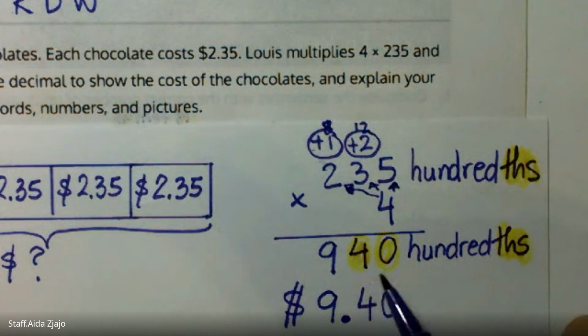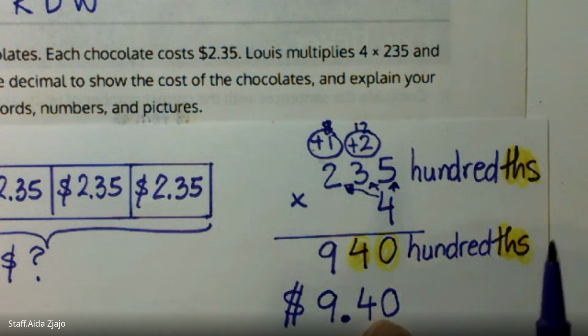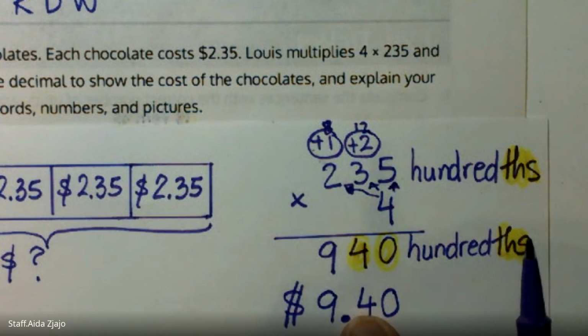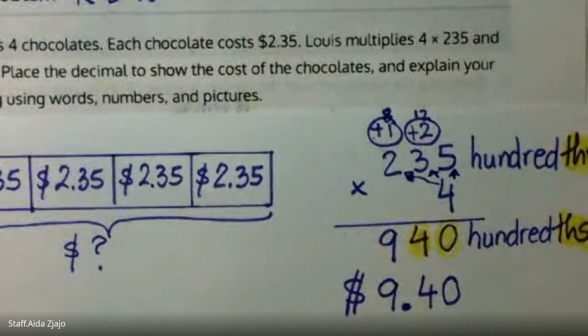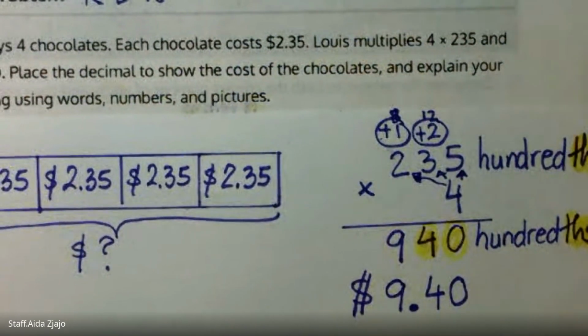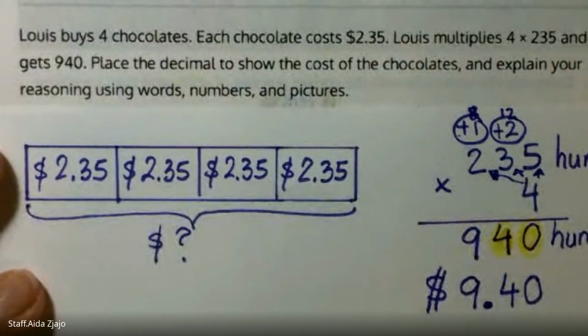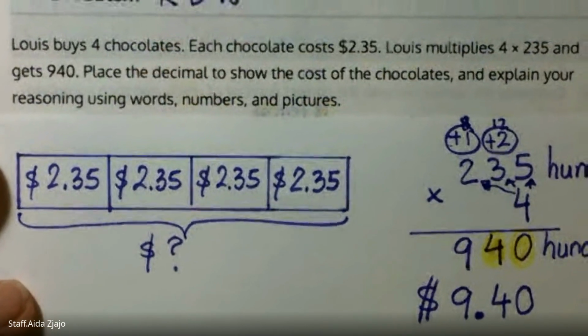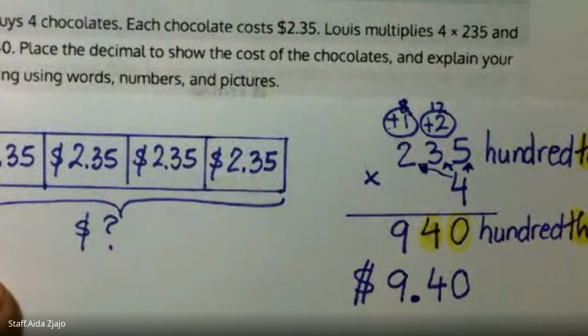If you take 940 pennies and you put them in that machine, guess what? How much are you going to get? You're going to get $9.40. You can get 4 dimes or 40 pennies, more than $9. So that's what it says. Reasoning: use words, numbers, and pictures. All right. So that was my reasoning for this.